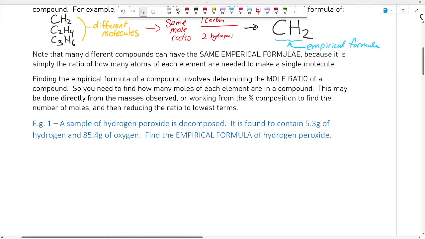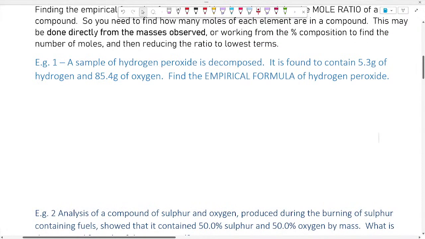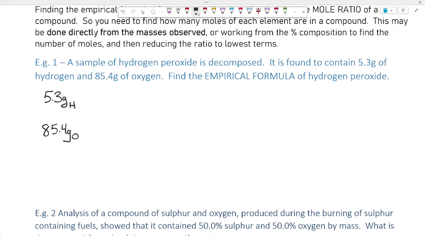A sample of hydrogen peroxide is decomposed. It is found to contain 5.3 grams of hydrogen and 85.4 grams of oxygen. Let's find the empirical formula. All right. And this is review from yesterday, but shall we do it together, or do you want to take a crack at this? Let's do it together. So we've got two things here. We've got 5.3 grams of hydrogen, and we've got 85.4 grams of oxygen, right? Okay.